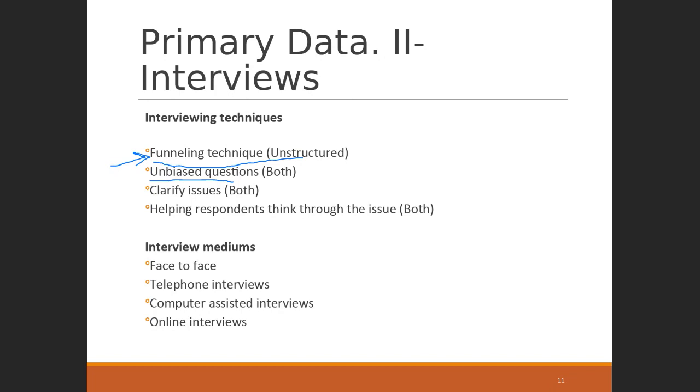The third very important issue is that you need to clarify important points in your interviews. You need to clarify them.